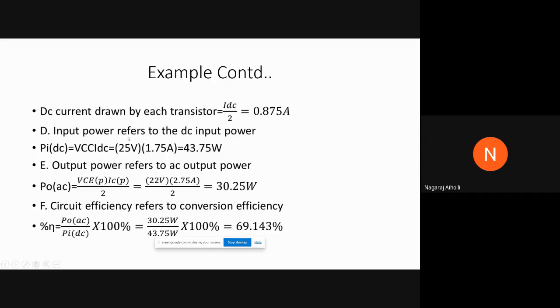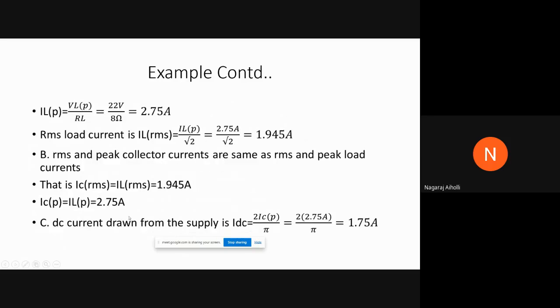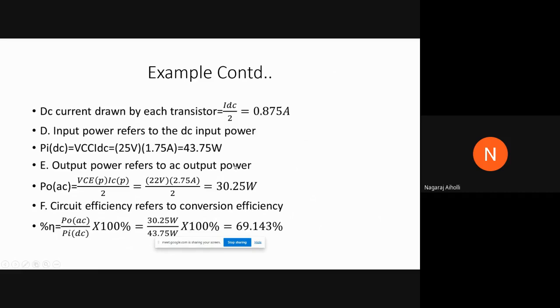Next is input power, which refers to the DC input power. We know the equation for input DC power, that is VCC into IDC. VCC is given, that is 25 volt, into IDC is 1.75 ampere. We have to consider the total DC current that is drawn by both the transistors. It is 1.75 ampere. So that will come out to 43.75 watts.